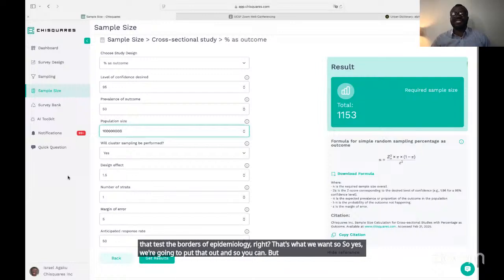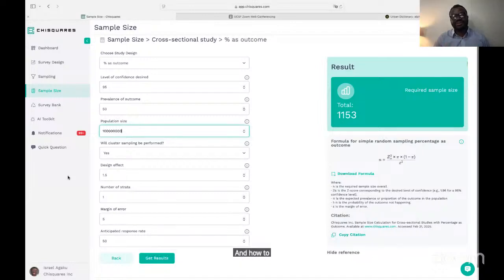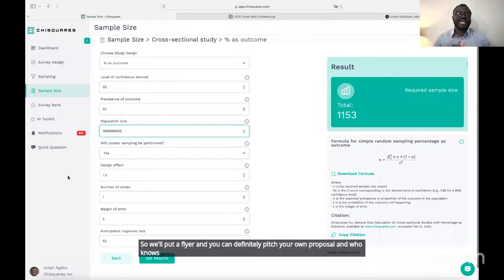As far as your question, yes, you can design whatever, you just need to know what the case control study is, obviously, and how to frame your study within the context of case control. So we'll put out a flyer and you can definitely pitch your own proposal, and who knows, we might consider it. But like I said, we're looking for complicated designs that provide a lot of meat to discuss substantial issues in epidemiology. Our next question, please.